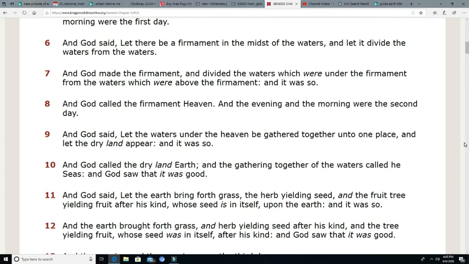And God said, let the earth bring forth grass, the herbs yielding seed, and the fruit tree yielding fruit after its kind, whose seed is in itself upon the earth.